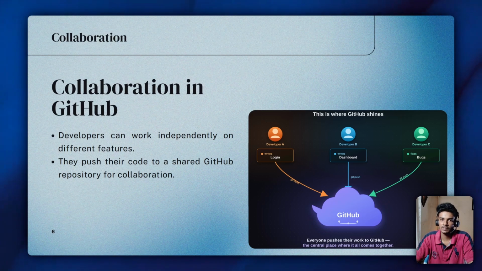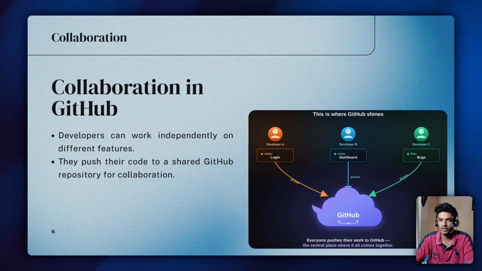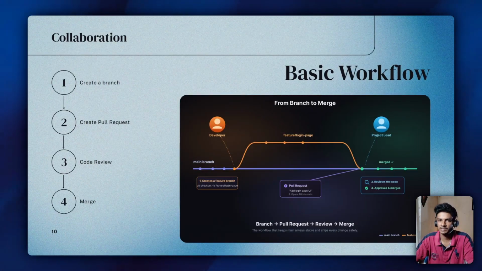One of the important features of GitHub is its collaboration. It allows developers to work independently and push their code to a shared repository. And GitHub provides different services which enable developers to collaborate efficiently. Now let's understand the basic workflow which developers usually follow while using Git and GitHub.